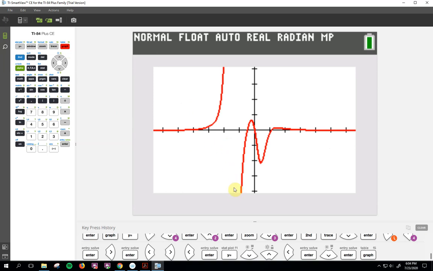All right, we have a couple things going on. Notice that negative 1.46 right here. This is a vertical asymptote. And the vertical asymptote of the original function is also a vertical asymptote of the second derivative.